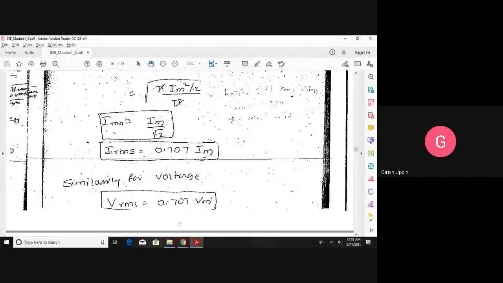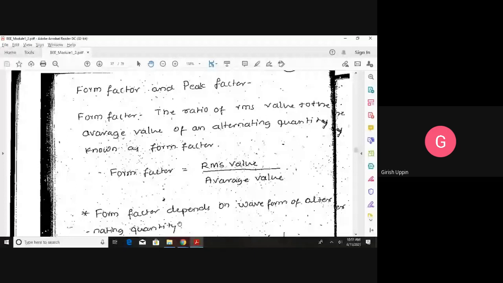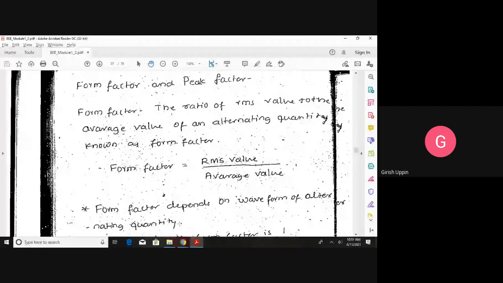Next, once we calculate the RMS value and the average value, there are two factors that we can find for a certain waveform. Those are called the form factor and the peak factor. And what is a form factor? Form factor is nothing but the ratio of RMS value to the average value. So this is just a ratio. Already you have found the RMS value, and dividing by the average value gives the form factor. And form factor is constant for a given waveform, so its value will not change.